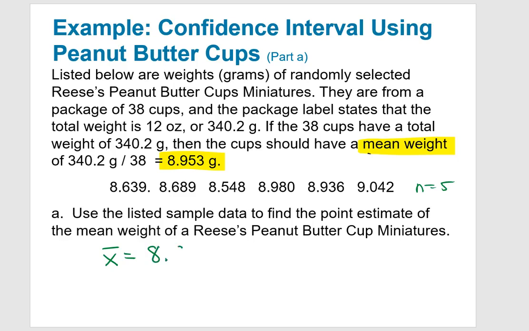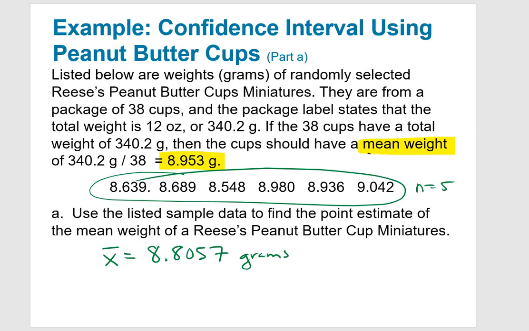You should get 8.8057 grams when you do that, right? Just add these, divide by 5. That's what you should get. So that is my point estimate so far.